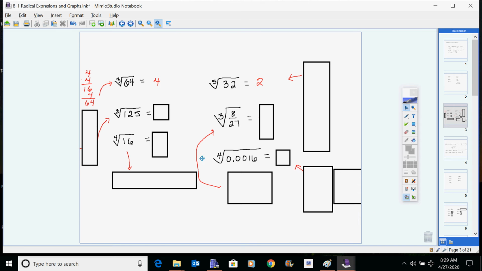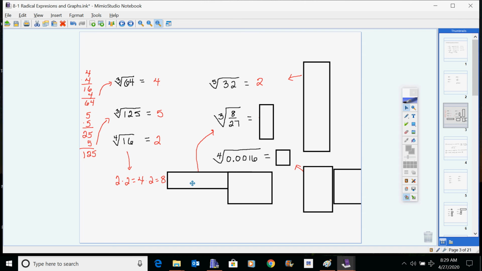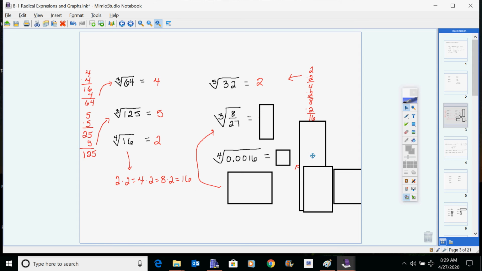And you do that same process through the others. It would probably be a good idea if you pause it right now and then come back just to make sure that you're right on these, or look at the notes to make sure that you're right. Okay, so this one turns out to be 5 because 5 times 5 times 5 gives you 125. This one turns out to be 2 because 2 times 2 times 2 times 2 gives you 16. This one turns out to be 2 because 2 times 2 times 2 times 2 times 2 gives you 32.